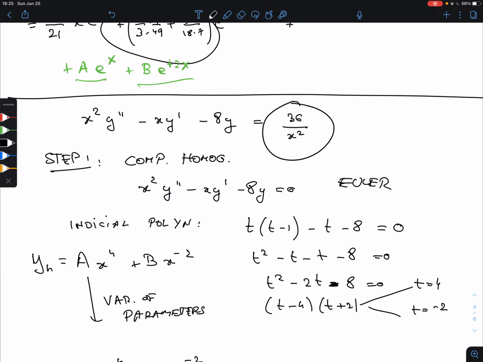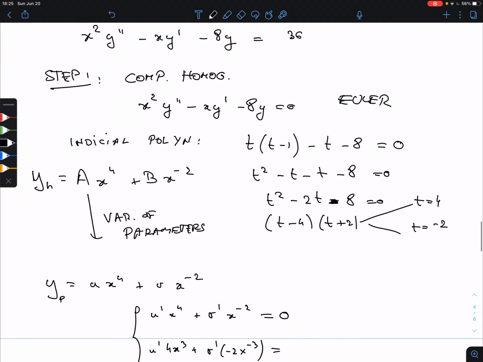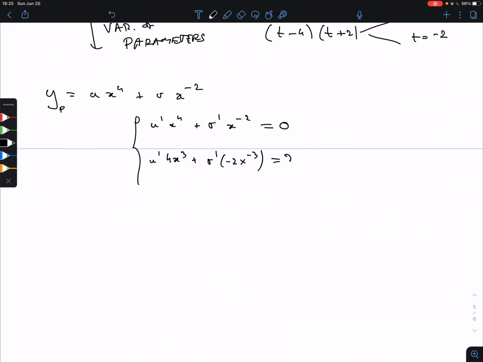Sorry, let me. Yeah, I think there was no x squared there. I'm sorry, the x squared, I wrote it after, so this was supposed to be 36, just like that. So that is equal to 36.